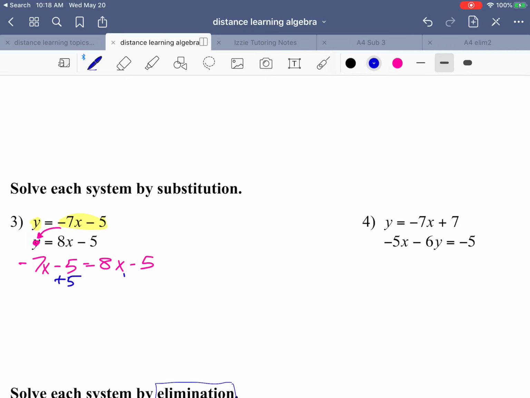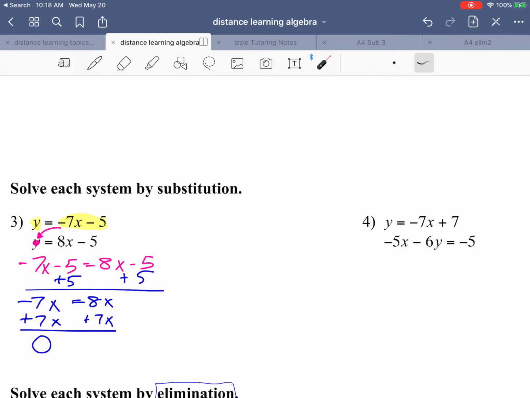So if I add 5 to both sides, I get negative 7x equals 8x plus 0. And a lot of people get confused when they see something like this, but if you just add 7x to both sides, you end up getting 0 on this side, and that's the part that people forget to show, that this is equal to 0, and then drop down the equals and get 15x.